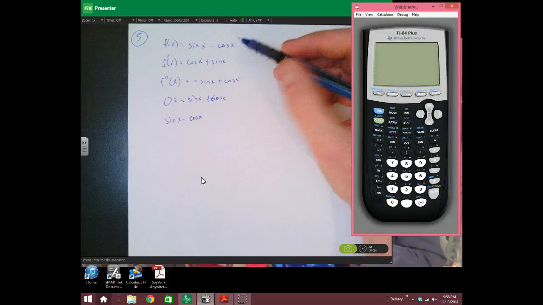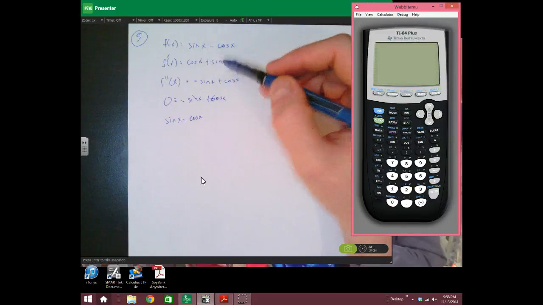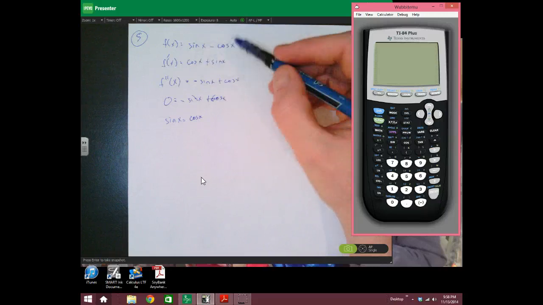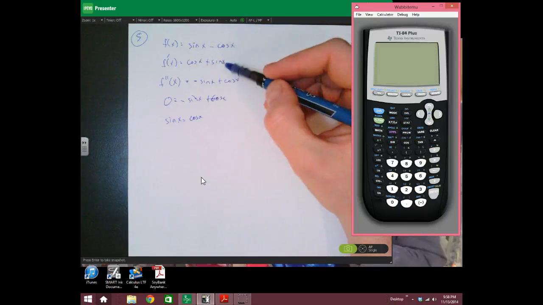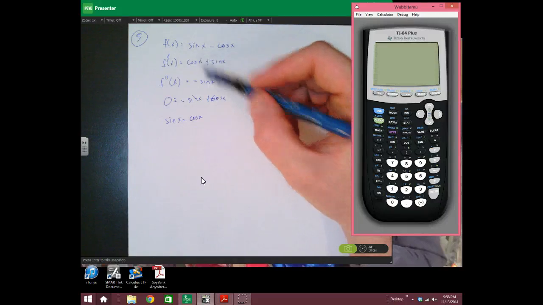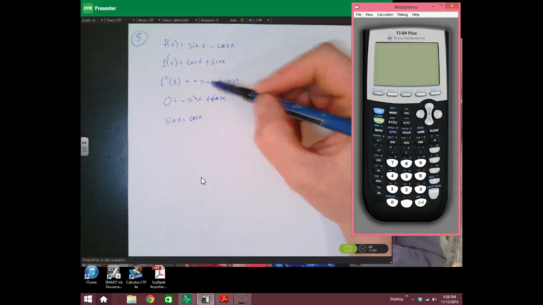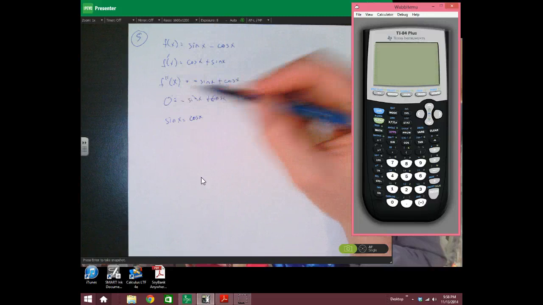So the first derivative of sine x minus cosine x is cosine x plus sine x, because the derivative of sine is cosine. The derivative of negative cosine is negative sine, but the negatives cancel to become plus sine. Then take the second derivative. The derivative of cosine is negative sine, and the derivative of sine is positive cosine. So there's our second derivative.